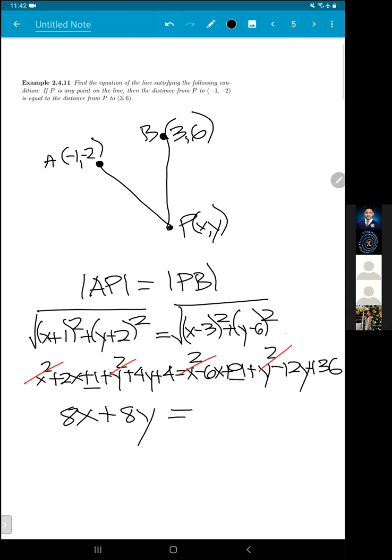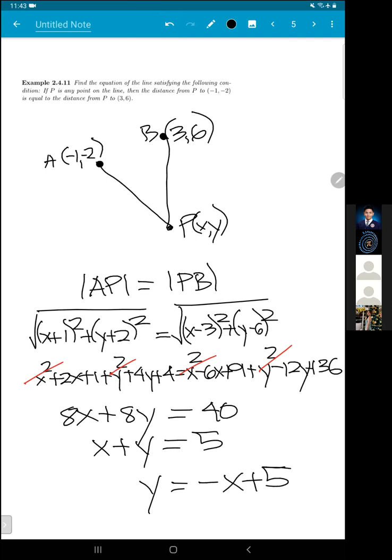Then 1 plus 9 is 10, tapos may 36 sa kabila. 1 plus 4 is 5. And then ito, 9 plus 36 is 45 minus 5, 40. Assuming there's no error in my calculations. Divide by 8, x plus y equals 4. Mx plus b form. Okay, tama ba? Okay, sige, tuloy tayo muna.